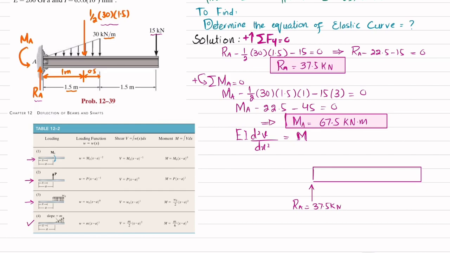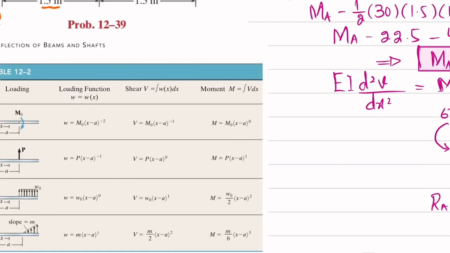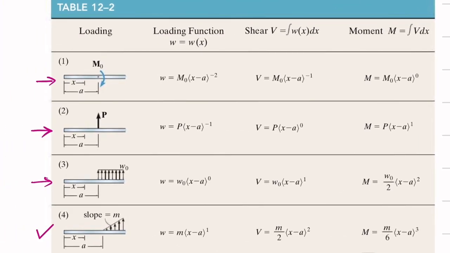You have a moment which is 67.5 kilonewton meter. Now you can see that here you have a uniformly increasing load, and this is up till this length. And from this table you can see this uniformly distributed load starts from here till the end. Clear? And this is at a distance of A from this, x starts from this.